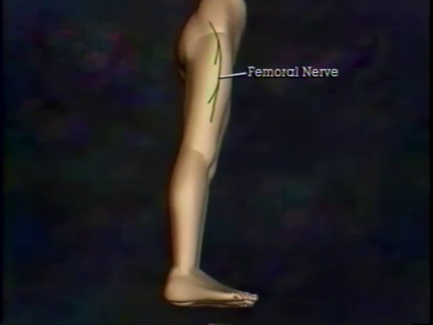The major peripheral nerves in the lower extremities are the femoral and sciatic nerves. Sciatic nerve testing is performed on the peroneal and tibial branches of the sciatic nerve.